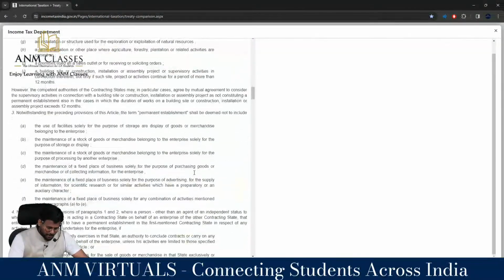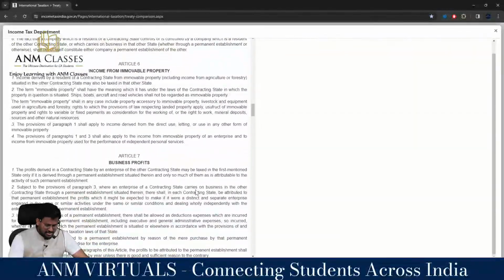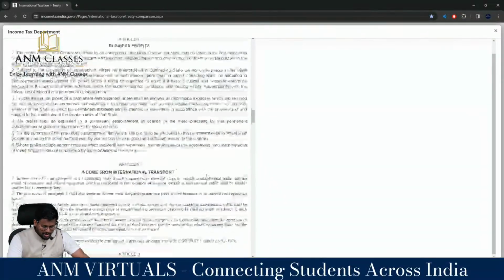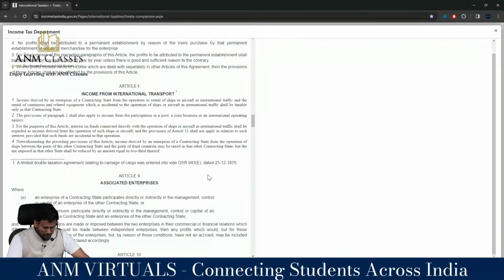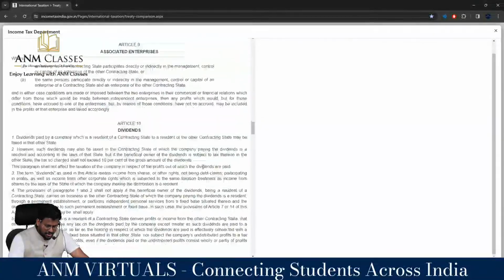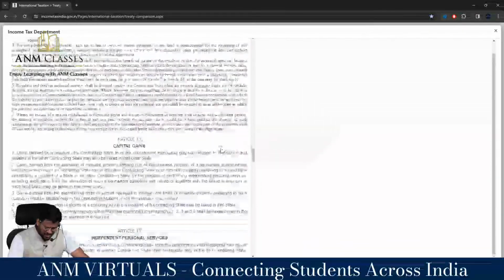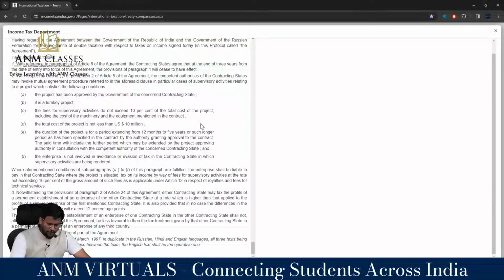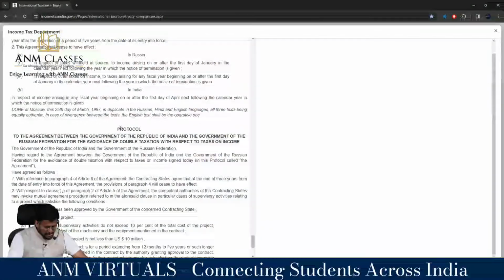Article 6, income from immovable property. Article 7, business profits, then income from international transport. Article 9, associated enterprises, Article 10, dividends, like that it goes. At the end of every DTA there will be a protocol. Yes, the protocol is there. The protocol to the agreement between the Government of the Republic of India and the Government of the Russian Federation for the avoidance of double taxation with respect to taxes on income.